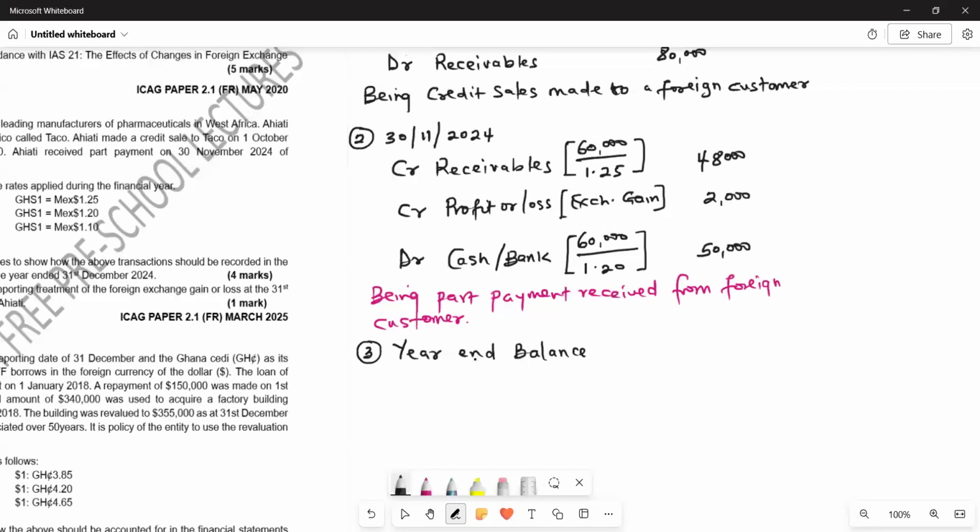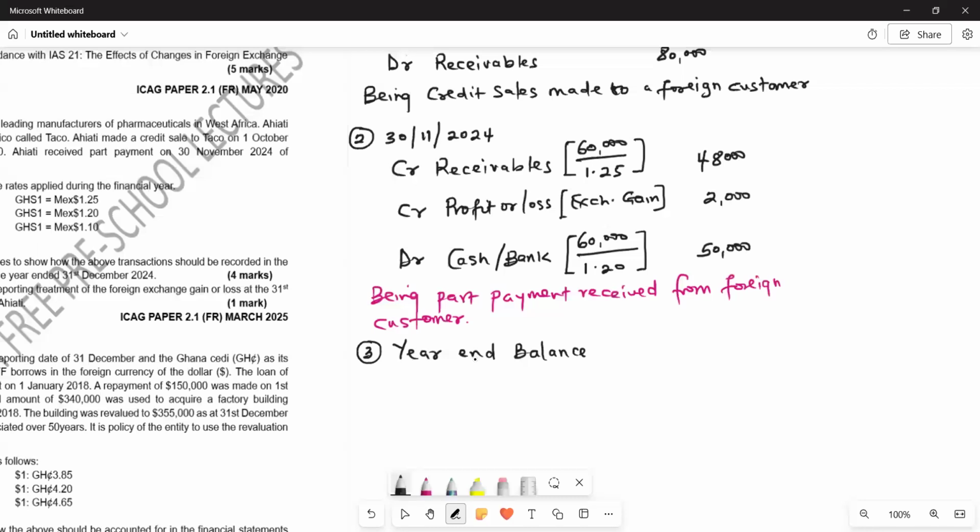So, year-end balance. Why do we even have to do this year-end balance? The effect of the movement in exchange rate is a change in accounting estimate and must be applied prospectively. That is, as and when it moves, the effect as at the end of the year must be treated at the end of the year. I don't know if you get me.